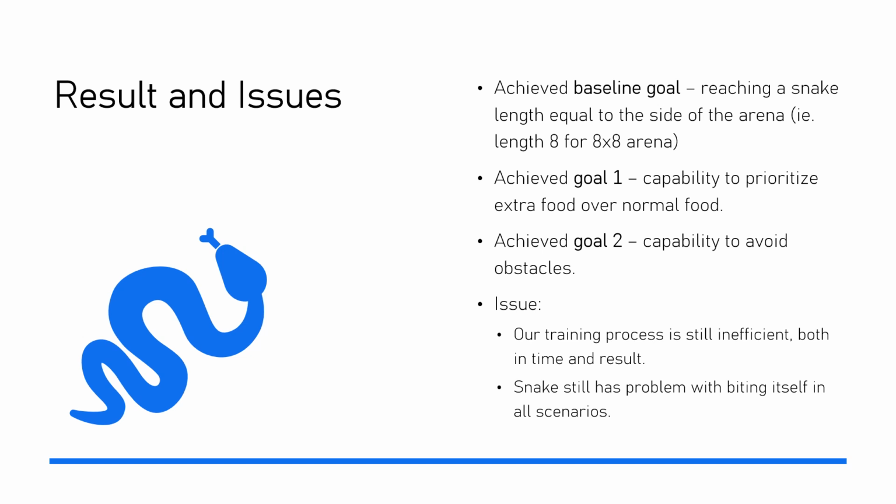We also achieved goal one, which is the extra food scenario where the snake is capable of prioritizing eating the extra food before eating the normal food. We also achieved goal two, which is the capability to avoid obstacles like the obstacle in the middle and the wall obstacles.